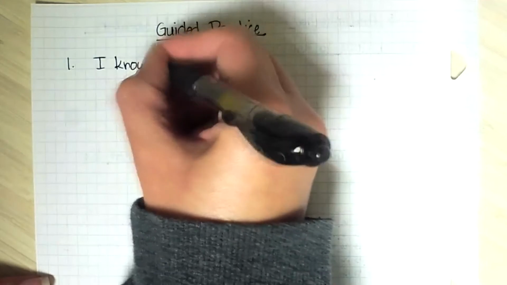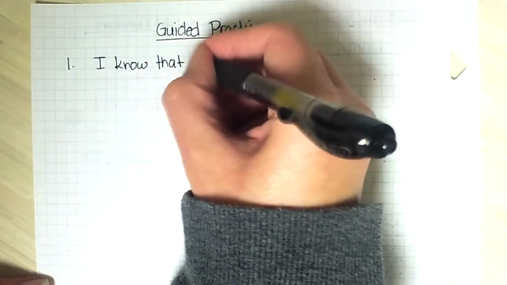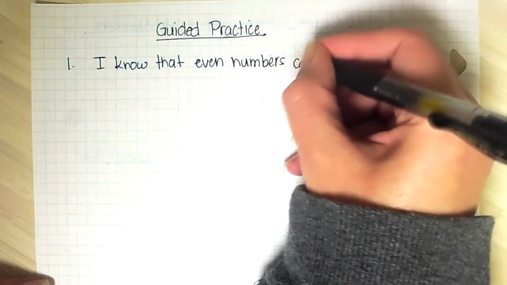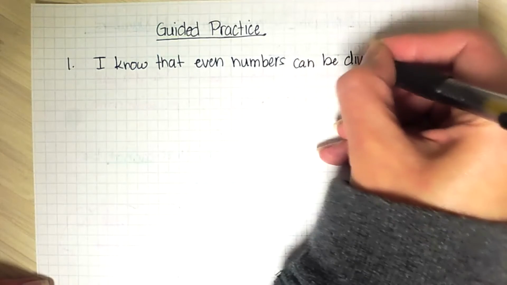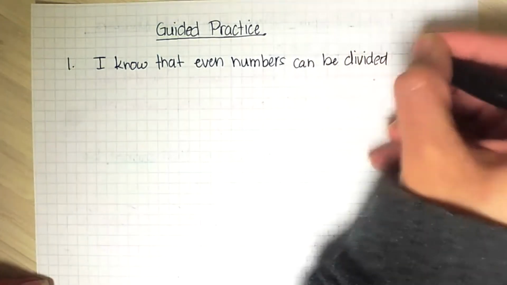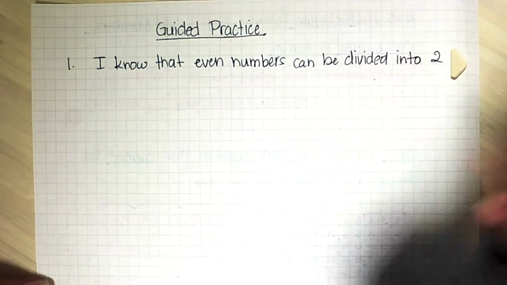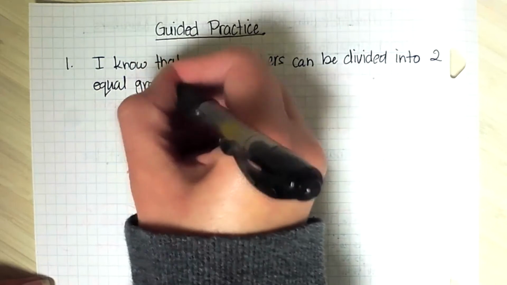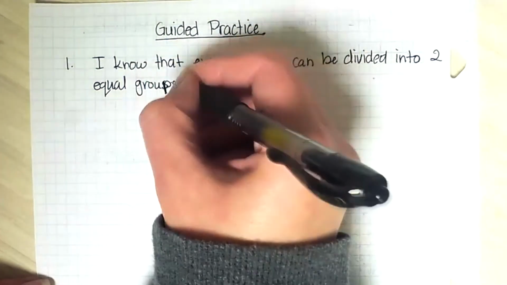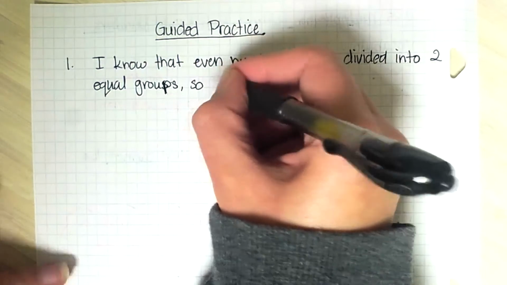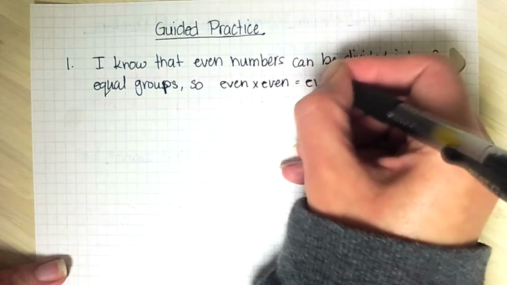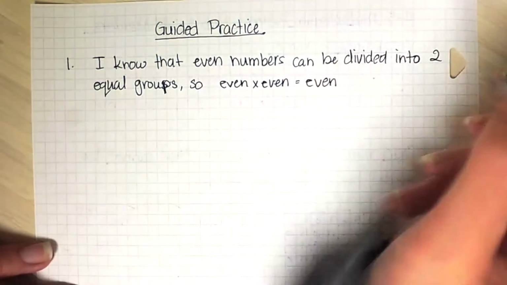I know that even numbers can be divided into 2 equal groups. So even times even will equal an even product. So even times even equals even.